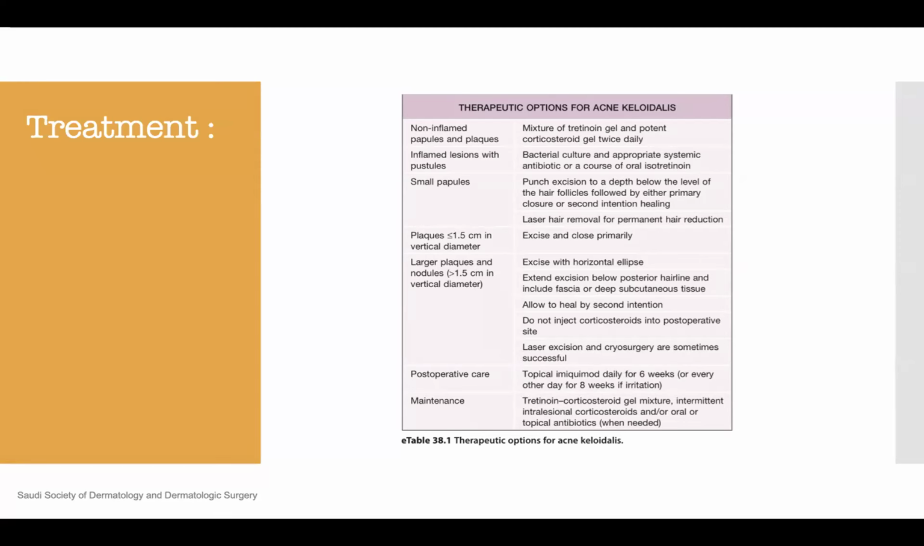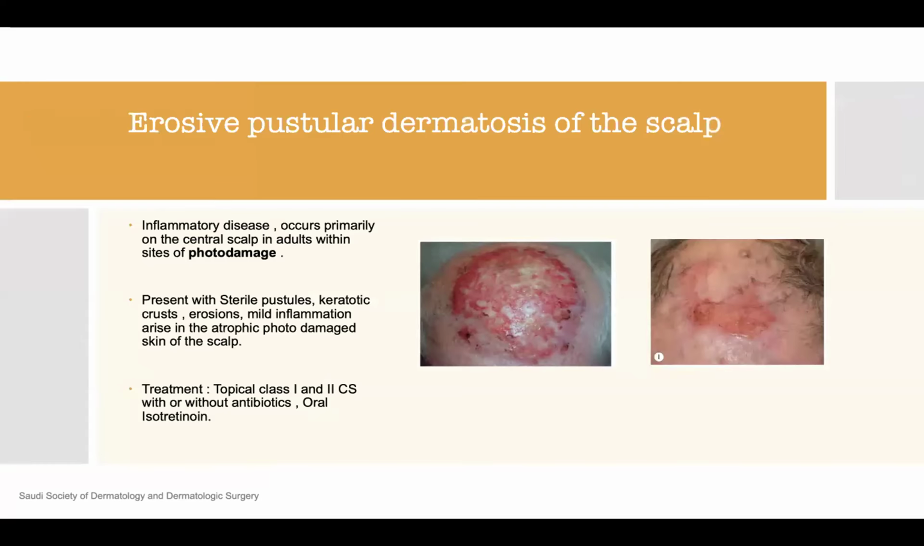Erosive pustular dermatosis of the scalp is an inflammatory disease that occurs primarily over the photo-damaged scalp. It presents with sterile pustules, erosions, and crusting, especially in patients who have a sun-damaged scalp or fair skin, who are usually exposed to the sun frequently.